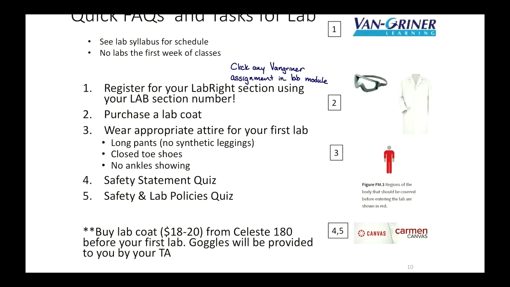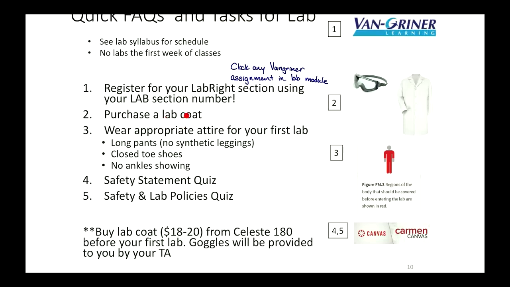You need to register for LabRight using your lab section number. Basically, to register, click on any Van Griner link. You can click on Cake Chemistry, you can click on the lab manual, and it should take you to the page to register for your lab section. You don't need to pay anything. If it asks you for a credit card, put it away and try again. You do not have to pay as long as you opted into Carmen Books.